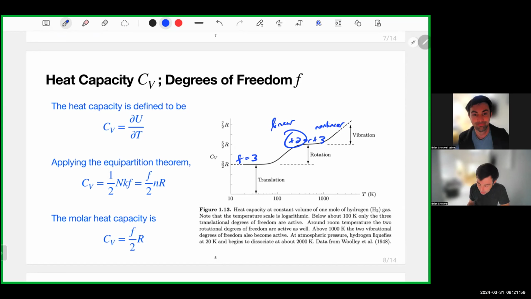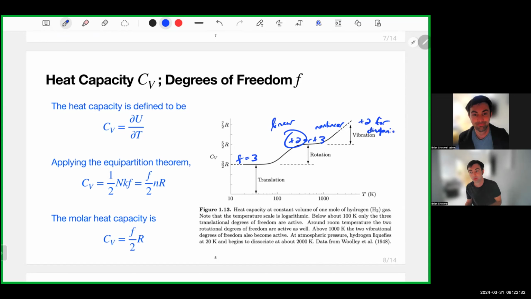And then at higher temperatures, the molecules will start to vibrate. It really does depend on whether you have a diatomic versus polyatomic molecule. The number of vibrational degrees of freedom can grow with the number of atoms that comprise the molecule. But for a diatomic molecule, assuming it doesn't dissociate like hydrogen, like in this graph, you can add 2 more vibrational degrees of freedom.